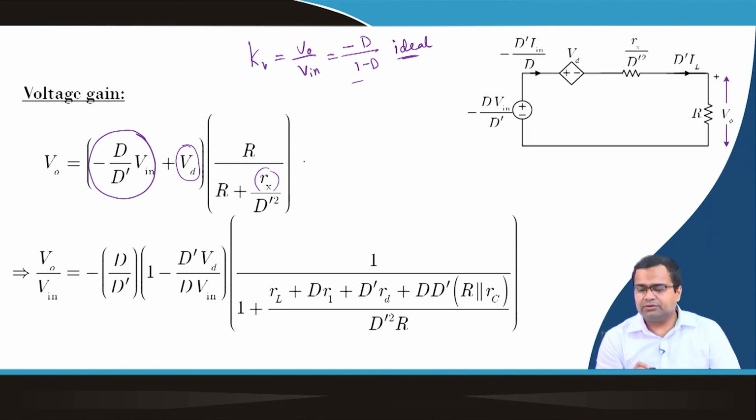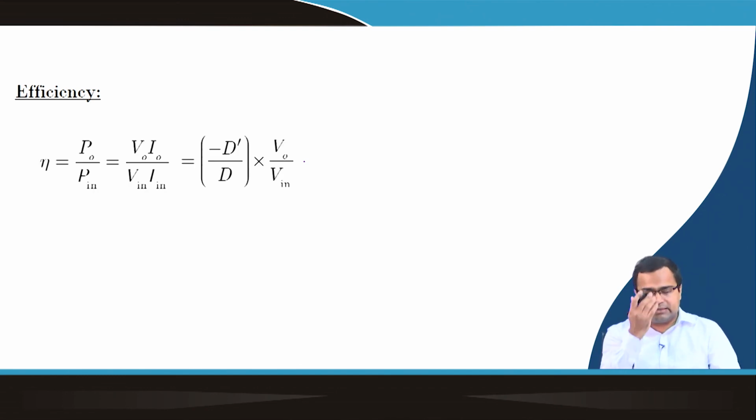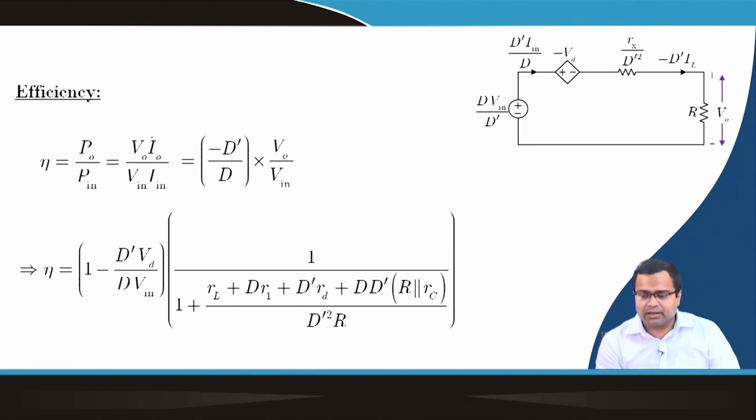And also the efficiency of the converter, we can write the output power by input power and we can write down all the expressions of the input current in terms of output current, and we can find out the efficiency, and it can be shown that efficiency is much lower than 100% when the diode drop is high as well as when the load current is high because of the parasitic drop.